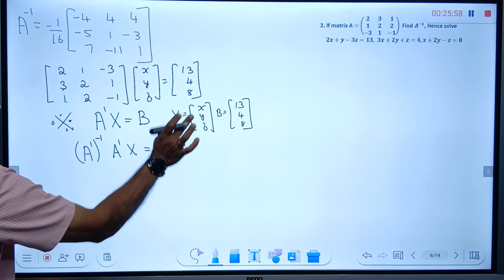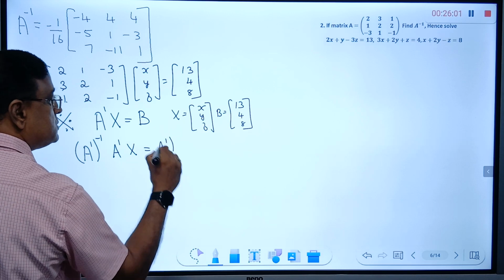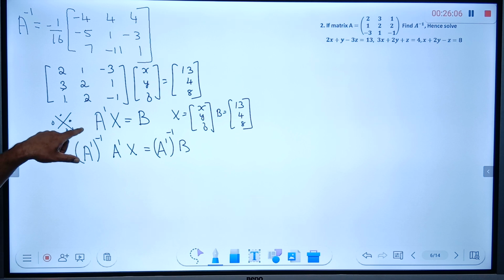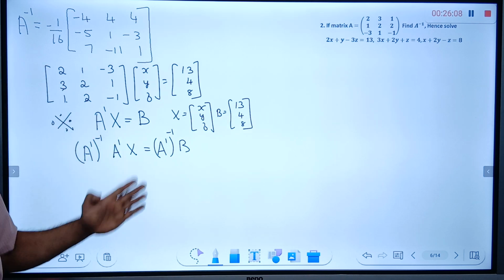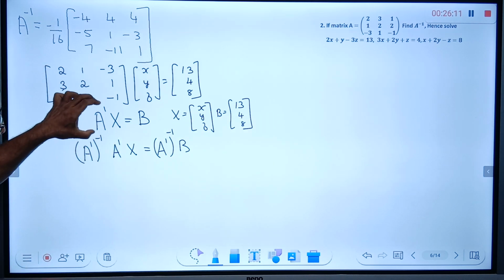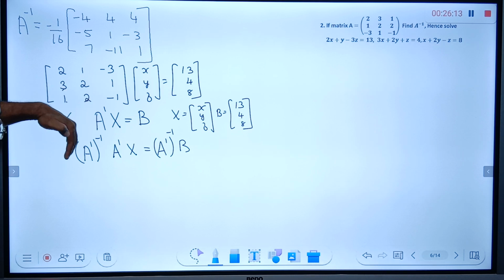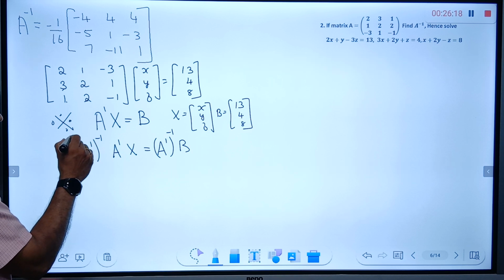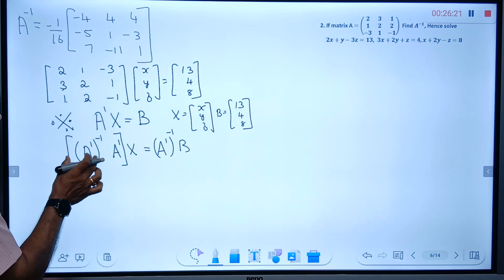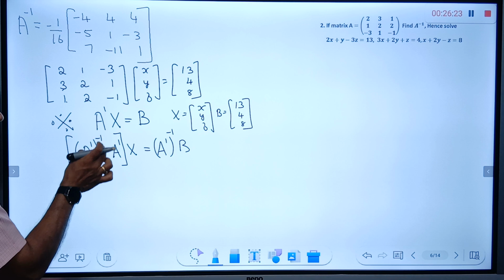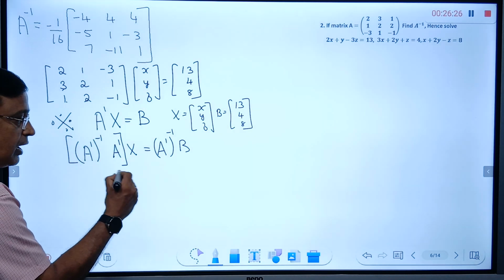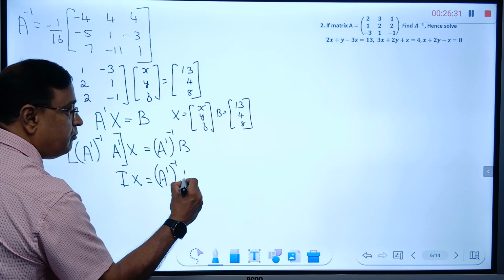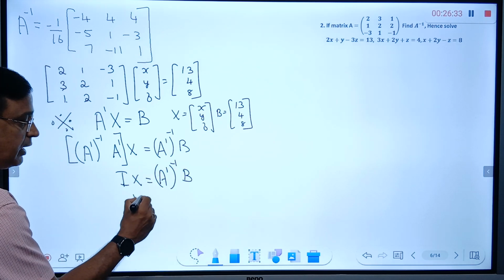You see what I did? A transpose inverse B. I took inverse. Inverse of what? In the previous problem I took inverse of A. Here it is A transpose. A transpose is a matrix. Take inverse of A transpose. So if you look at this carefully, okay, this is like A inverse into A, which will be I. So I x equal to A transpose inverse of B. But I x is what? X.